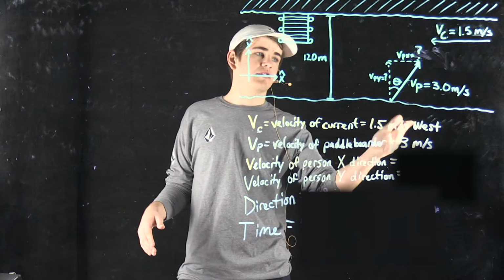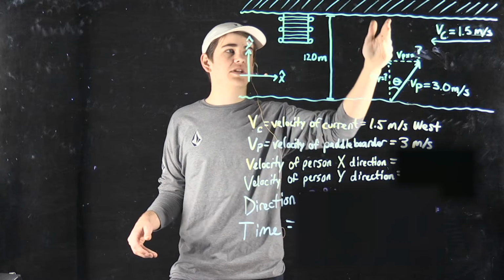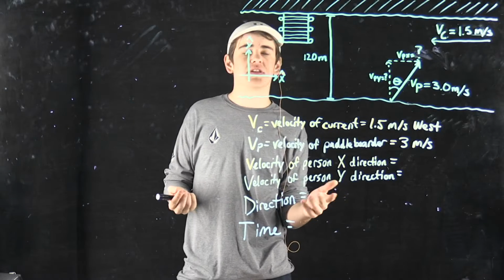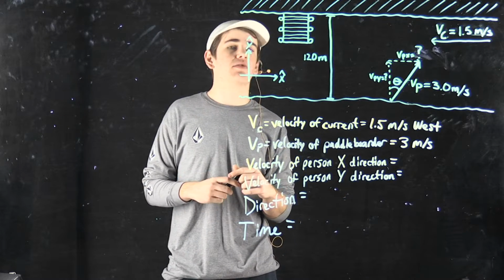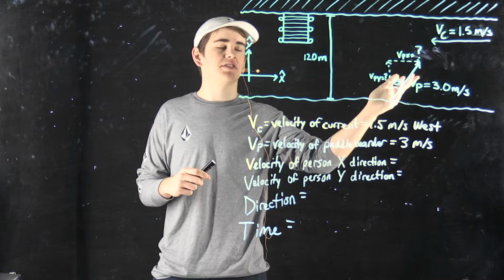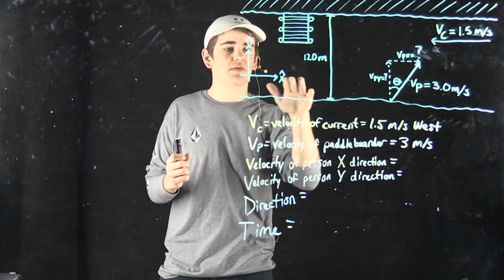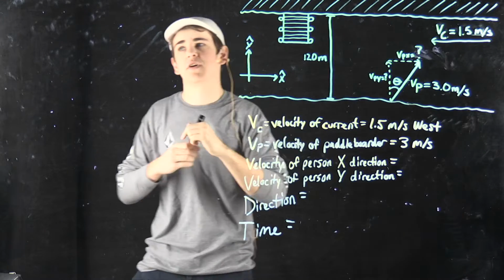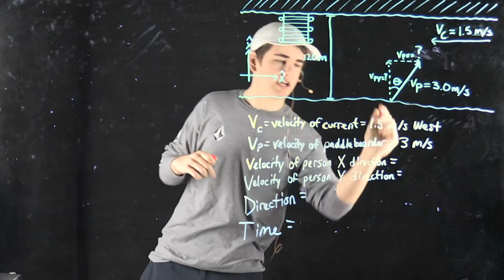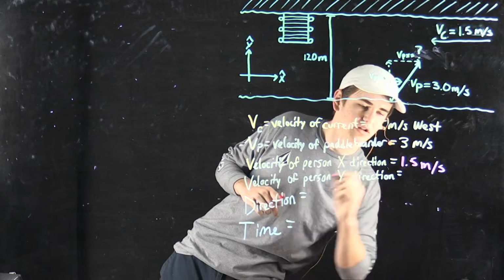We've set it up so that this is the angle at which the paddleboarder needs to paddle in order to end up straight across the harbor. Velocity of the person in the x direction. And to do this, all we have to do is set our component right here for the velocity of the person equal to the velocity of the current, since they're both in the x direction, just opposite ways. So we get an answer of 1.5 meters per second.